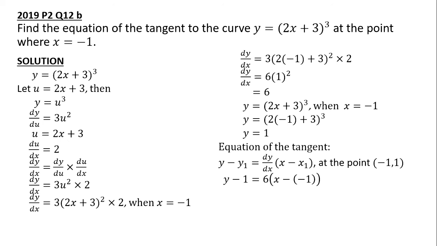And then we'll expand. So we'll multiply 6 times x, which will give us a 6x. 6 times positive 1 will give us a positive 6. We'll move our negative 1 from the left to the right. It will become a positive. So we are going to say y equal to 6x plus 6 plus 1. When we add 6 plus 1, we are getting a 7. Therefore, the equation of the tangent to the curve was y equal to 6x plus 7. As simple as that.